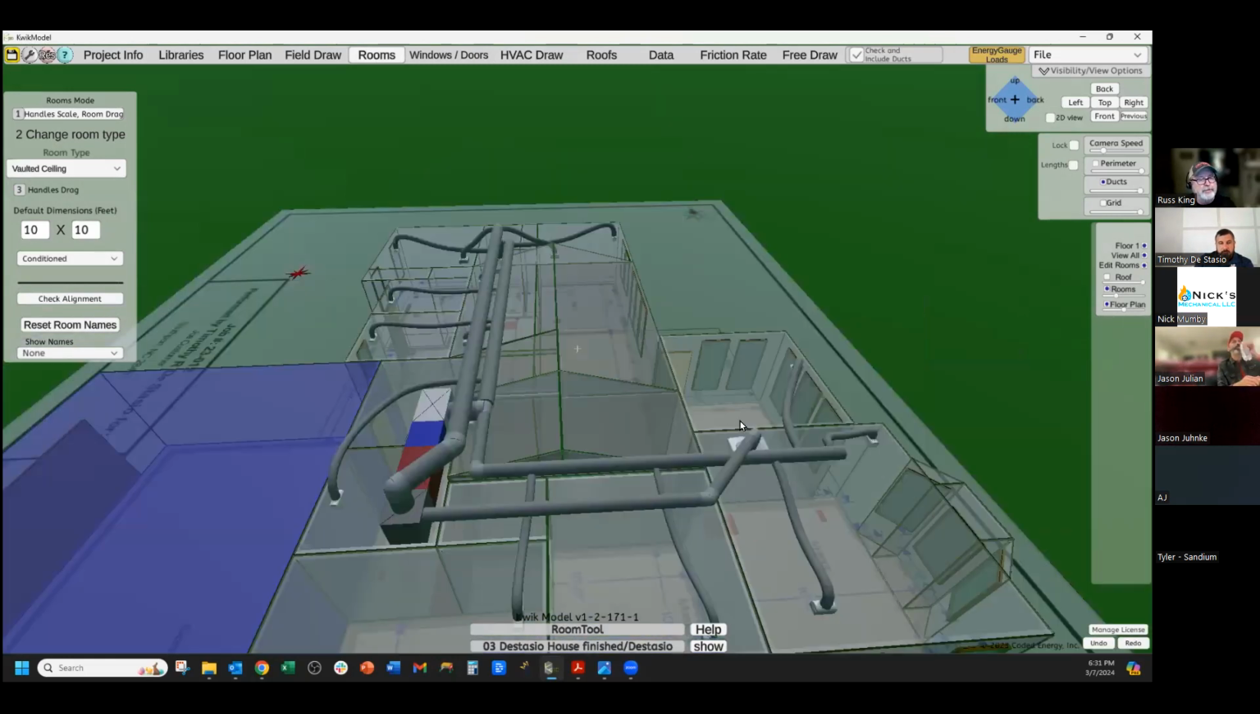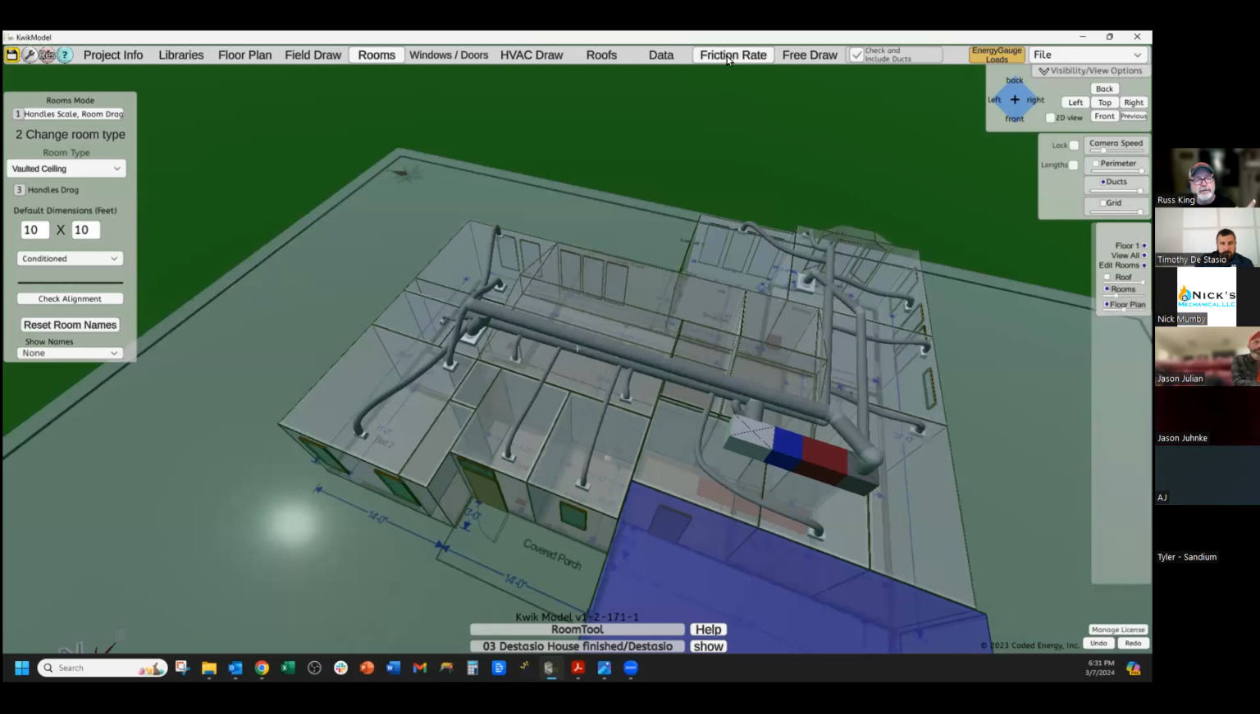And based on how it's drawn, if I go up here into the friction rate tab, so remember the 0.5 and the 700 CFM that I plugged into the manual S section? Remember there was that one step forward. I said, this is the only important part that you need to know.